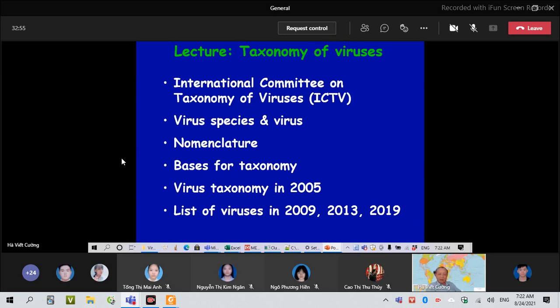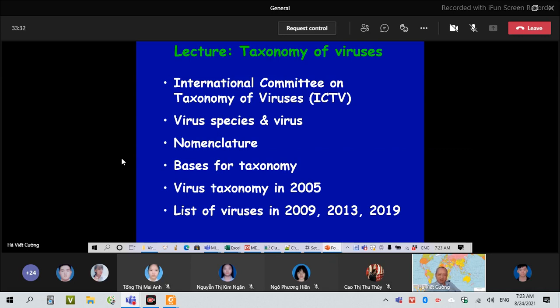cellular organisms, like bacteria, like fungi, like humans, like animals, like plants. And the name, I mean a scientific name or species name, everyone understands very well. But for viruses, it is absolutely different. Why different? Because we had a very strong debate about the life nature of the viruses.